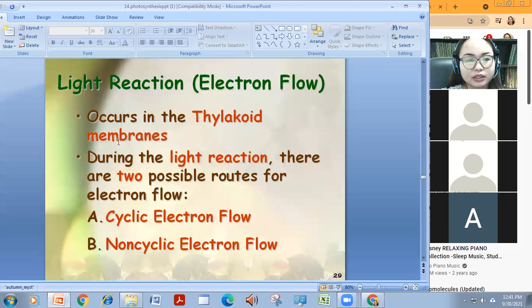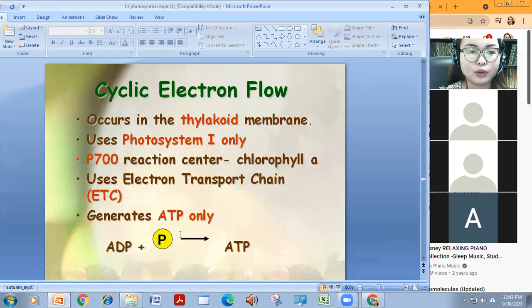So the light reaction is done in the thylakoid membranes, wherein there are two possible routes for electron flow: the so-called cyclic or non-cyclic electron flow. In the cyclic electron flow, it occurs in the thylakoid again, but uses photosystem 1. If you remember, this has been discussed in the video, no? In the photosystem 700 reaction center, chlorophyll A uses the electron transport chain, or ETC, and it generates ATP only. So from ADP plus phosphate, it becomes ATP.